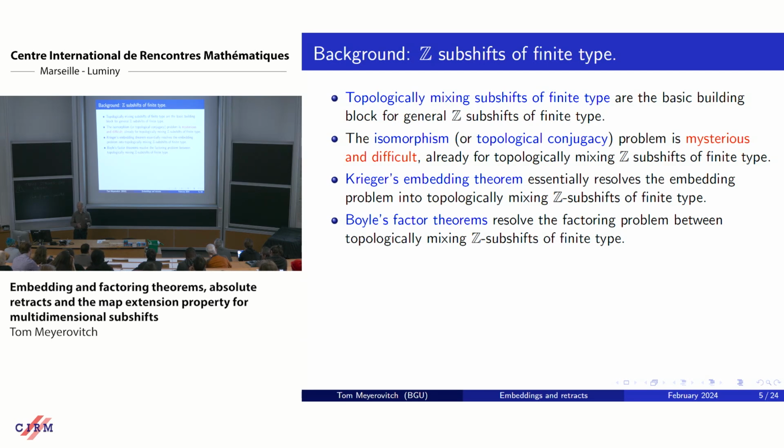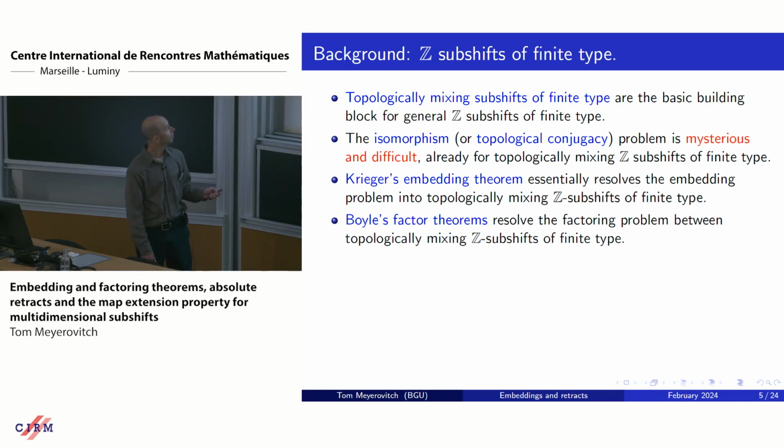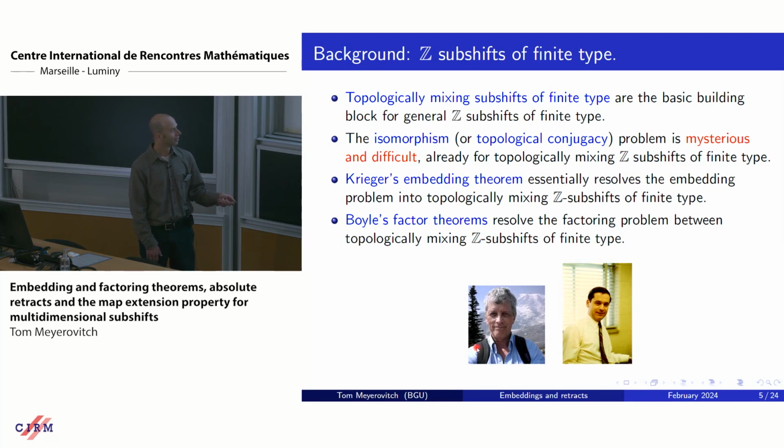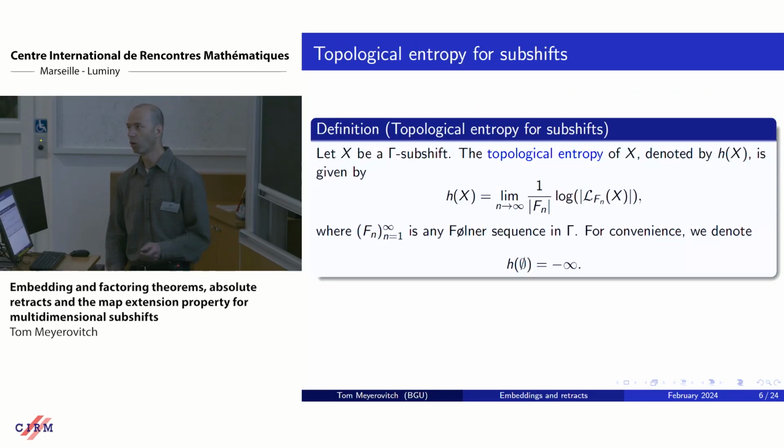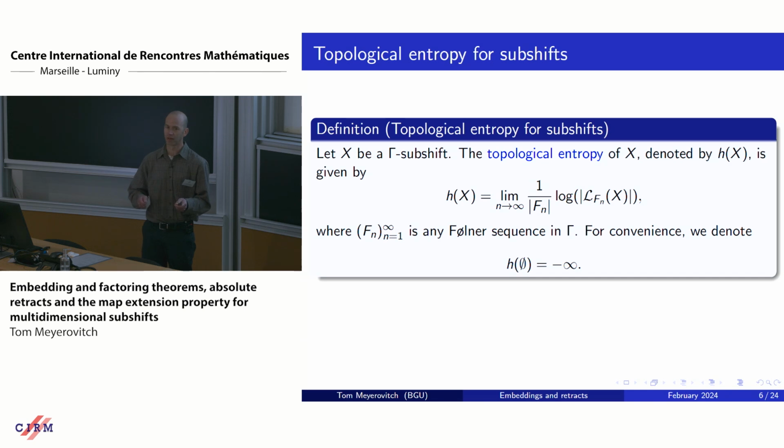There are two factor theorems by Mike Boyle, and they tell you when, at least, topologically mixing subshifts of finite type factor onto each other. So this is Wolfgang Krieger and Mike Boyle, for those of you who don't know, and more importantly, for those of you who do know. And within these theorems, I will have to discuss the concept of topological entropy. This is a numerical quantity associated to a subshift.